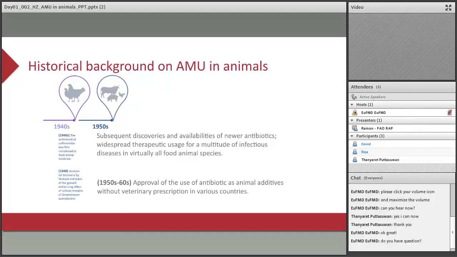And in this slide, subsequent discoveries and availability of new antibiotics were identified in the 1950s, and these antibiotics saw widespread therapeutic usage for a multitude of infectious diseases in all animal species.